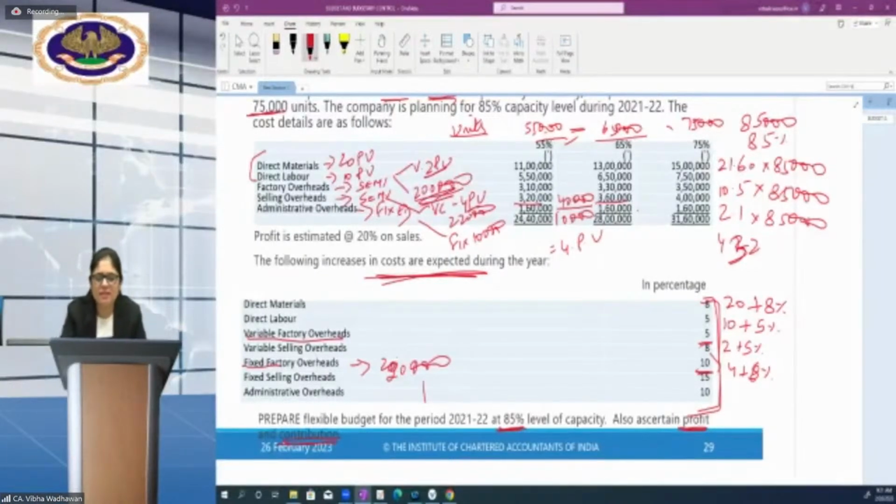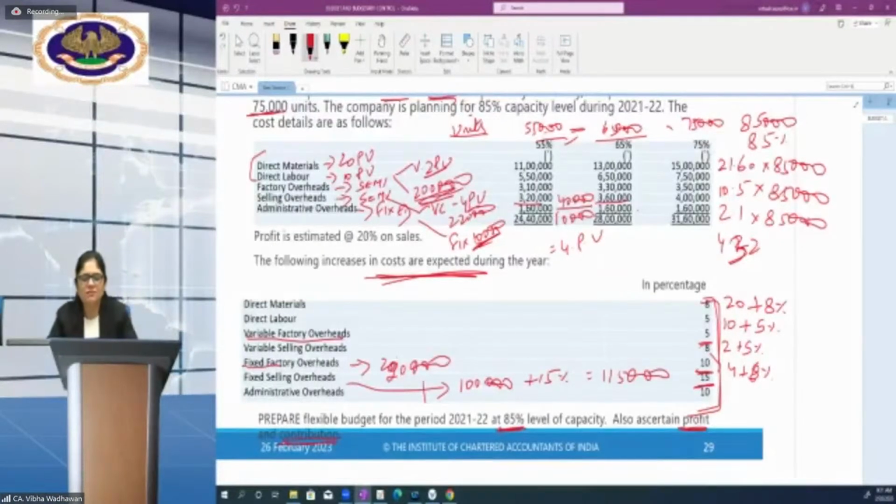Fixed selling was 1 lakh, expected to increase by 15%. So fixed selling is 1 lakh plus 15%, which is 1 lakh 15,000. We split, and when we split, we found out fixed selling was 1 lakh. Administrative overhead was totally fixed, 1,60,000.